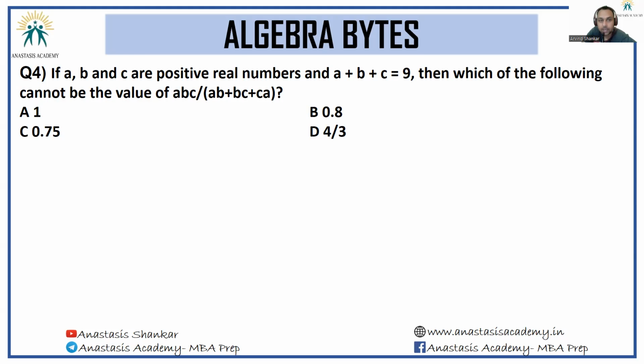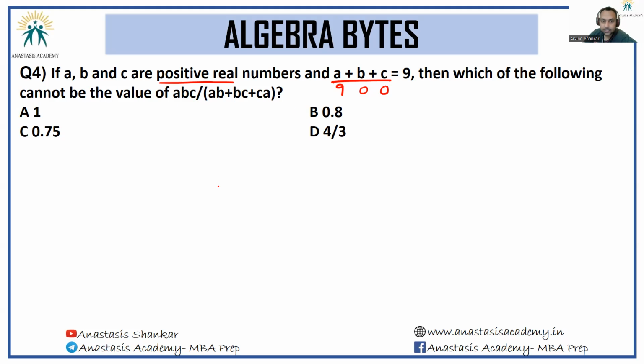Next, if a, b, c are positive real numbers and a plus b plus c is equal to 9, which of the following cannot be the value of abc by ab plus bc plus ca? Okay. One thing, let us look at two extremes again. If I took a as 9, b as 0, c as 0, although it says positive real numbers, I'm taking it as 8.9999999999999 and b as 0.00 like that, and c also 0.00 like that. Positive real numbers I'm not really bothered by.